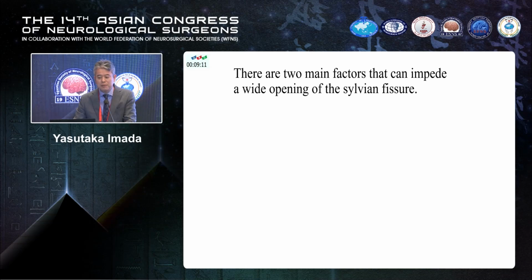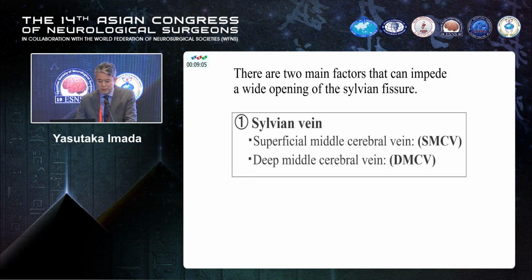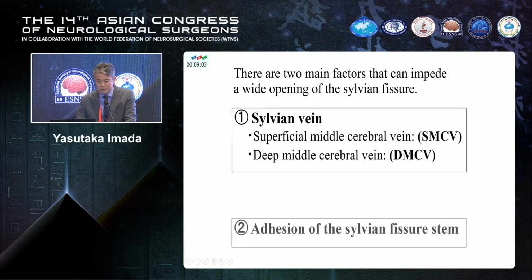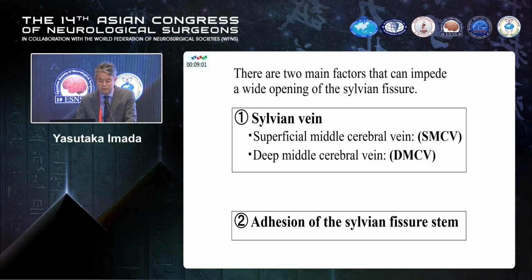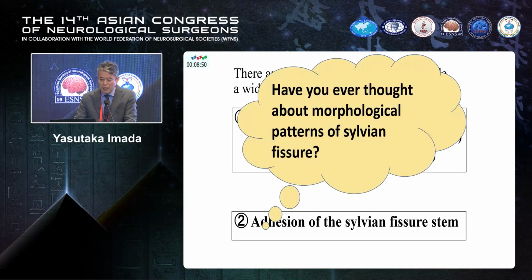There are two main factors that can impede a wide opening of the sylvian fissure. First is the sylvian vein. Second is adhesion of the sylvian fissure stem. In this presentation, I will talk about the adhesion of the sylvian fissure stem. Have you ever thought about the morphological patterns of the sylvian fissure?